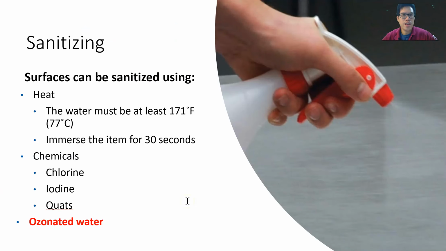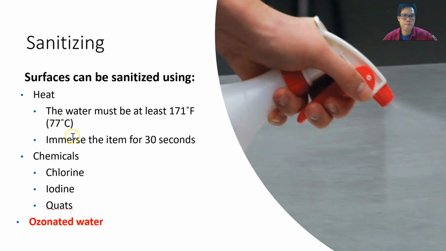Surfaces can be sanitized using heat. It must be very hot, more than 77 degrees Celsius. Nowadays, a lot of commercial dishwashing equipment incorporates that. They rinse the plates with very, very hot water while cleaning.